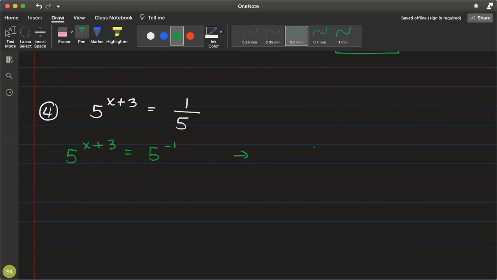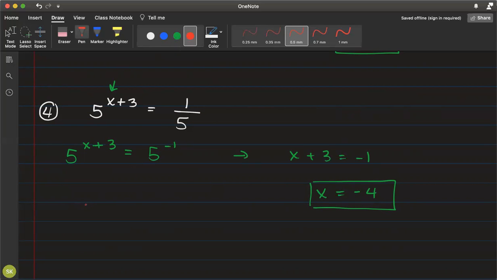And because we have the same base, we get x plus 3 is equal to negative 1. Move that 3 to the other side, subtracting 3, and you get x is equal to negative 4. And again, plug this in, always double check. If you plug in negative 4 plus 3, that is negative 1, and you do get 1 over 5.